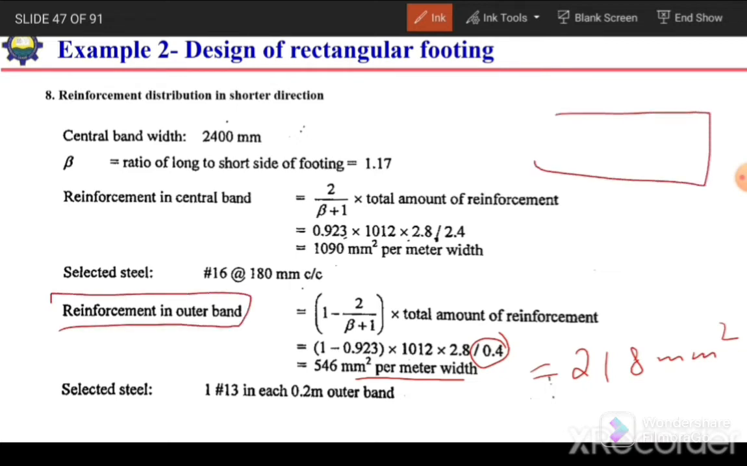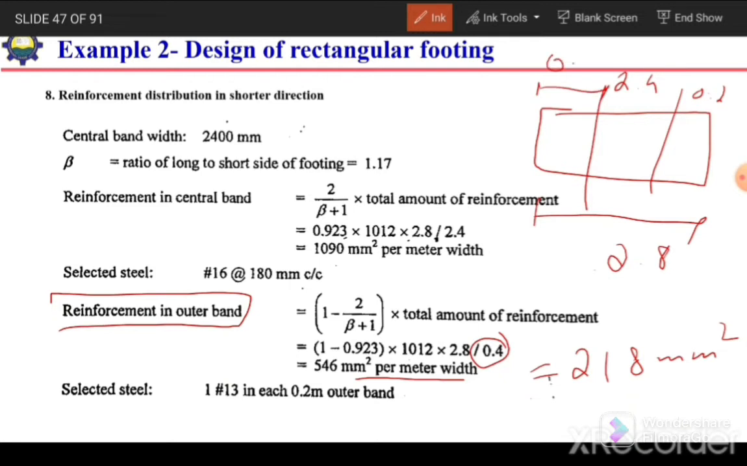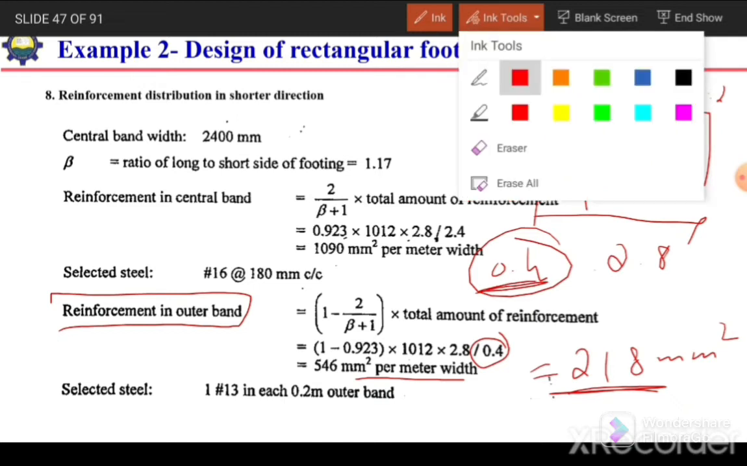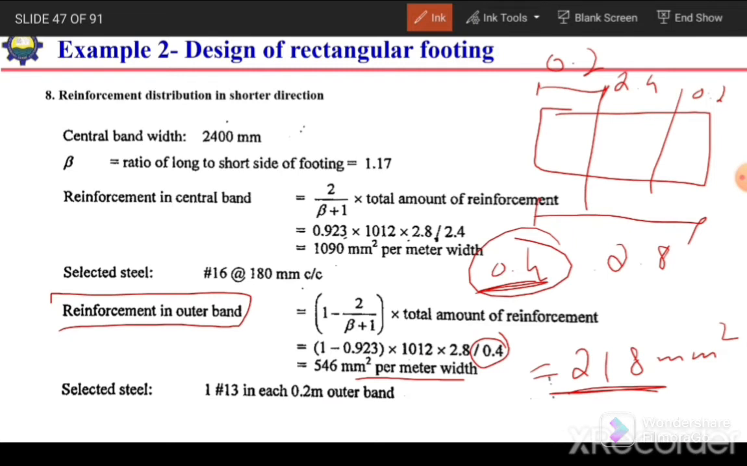This is the central band, so this is 2.4 and total is 2.8. So 0.2 meter on this side and 0.2 meter on this side, total 0.4 meter. So this much reinforcement is to be provided in the outer bands, in the total width of 0.4 meter. From this we can calculate the number of bars by directly dividing this area by the area of one bar.